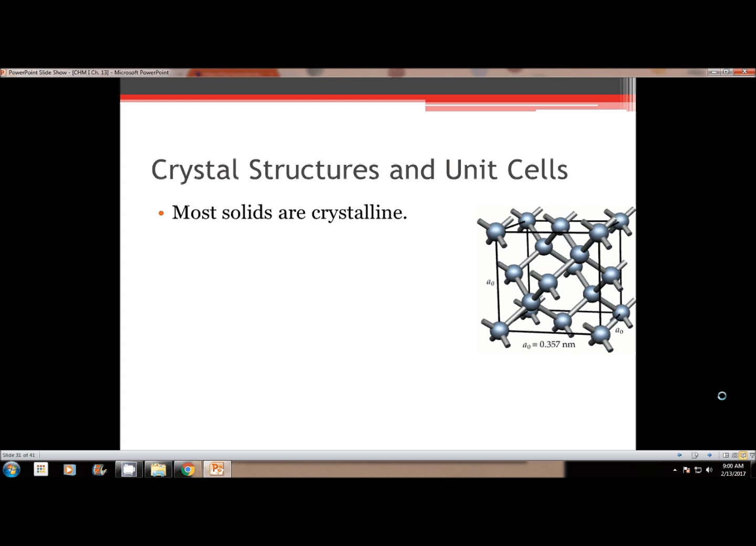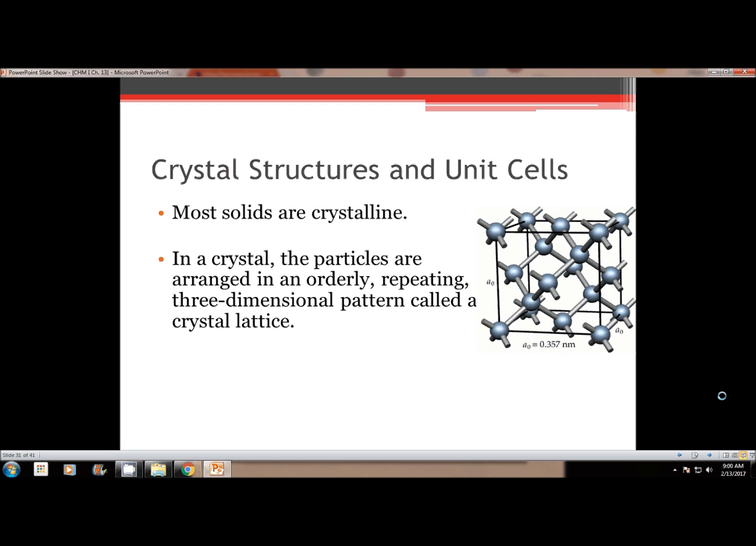But most solids are crystalline in form. Crystalline means that the particles are arranged in an orderly, repeating, three-dimensional pattern that we call a crystal lattice. So this is an example of a crystal lattice here. There are actually different types of crystal lattices, but that's unnecessary information for us in this class. Maybe in your third or fourth year of chemistry in college, you would get into that if you needed to.